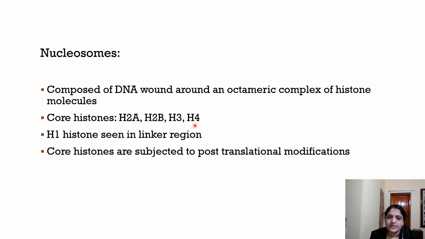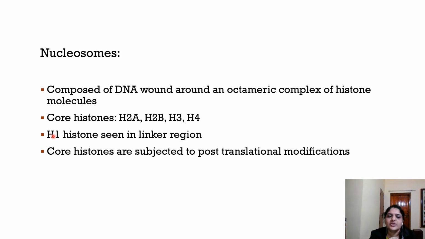Of these core histones, H2A and H2B form dimers, and H3 and H4 form tetramers. These histone oligomers associate to form the histone octamer. The core histones are subjected to post-translational modifications, and H1 histone is seen in the linker region. It is bound loosely to the nucleosome.